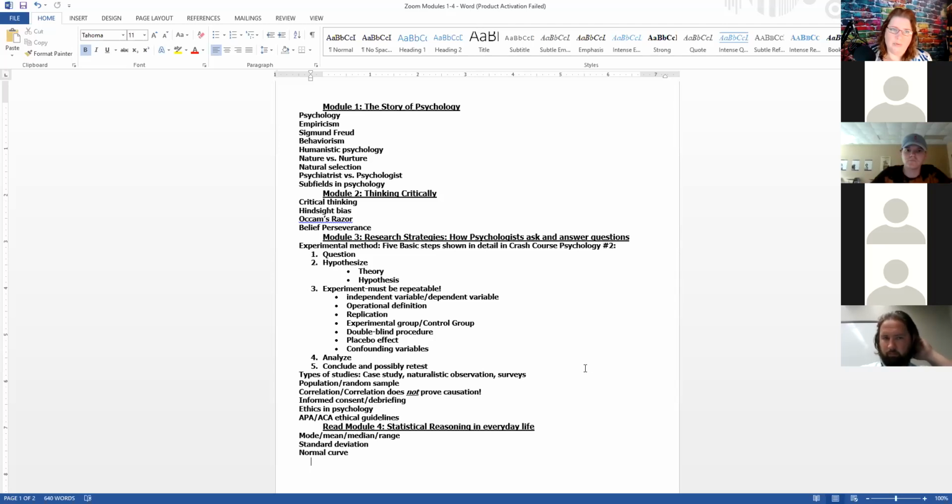The mode is the most frequently occurring score in a distribution. The mean is the average, the median is the middle score, and the range is the top to the bottom score. So that's all those are. So those are pretty straightforward. But just do read that module.